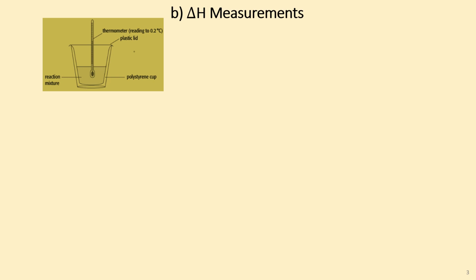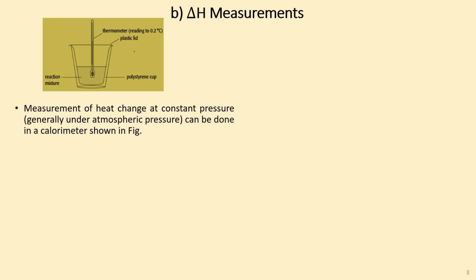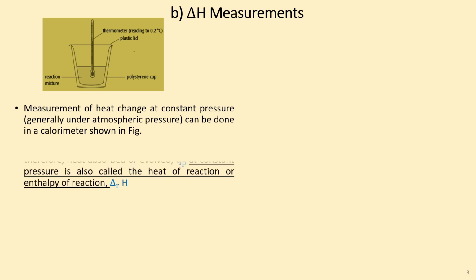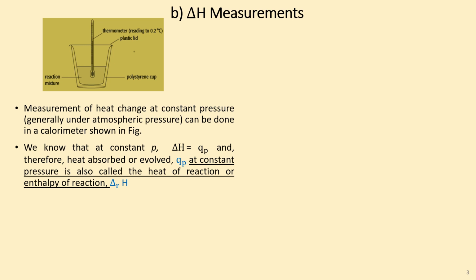Measurement of change in enthalpy. Measurement of heat change at constant pressure, generally under atmospheric pressure, can be done using a calorimeter as shown in the figure above on the screen. We know that at constant pressure, the change in enthalpy equals Qp, the quantity of heat at constant pressure. Therefore, the heat absorbed or evolved at constant pressure, Qp, is also called the heat of reaction or reaction enthalpy, delta RH.